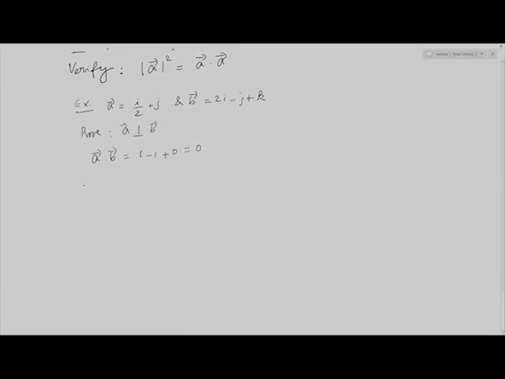Now next, the angle between two vectors. Let us take my vector A to be i minus j minus k and B to be, let us say, 2i plus j plus 2k. Find the angle between them.